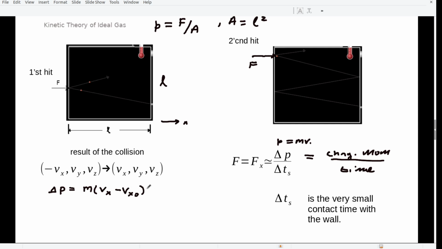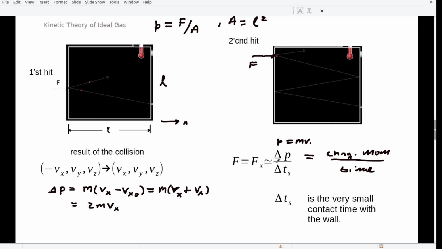Change is final minus initial. Vx is the final, and the initial is minus Vx, right? Because it's traveling to the left, which we're calling the negative direction. So minus a minus is a plus, so that'll be plus Vx. And we see our change in momentum is 2mvx.